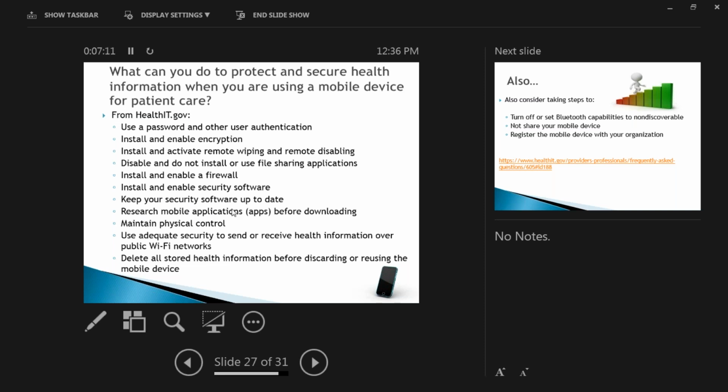Research apps before downloading them. Maintain physical control of your phone. Don't share it. Use adequate security to send or receive information over public Wi-Fi networks. Be really careful on public Wi-Fi networks. Delete all stored health information before discarding or reusing the mobile device.